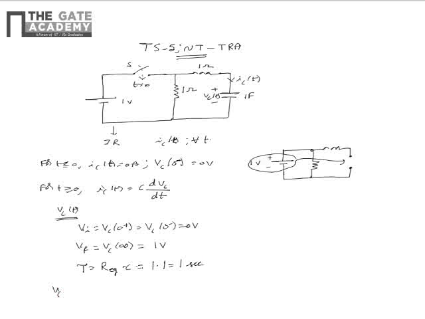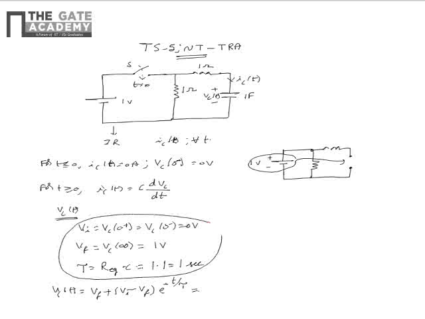From this data, we can write Vc of t as Vf plus Vi minus Vf multiplied by e power minus t by tau. Upon substituting the values we have got already in the expression for Vc of t, we see that Vc of t can be written as 1 minus e power minus t u of t. This is the voltage across the capacitor terminals for t greater than or equal to 0.